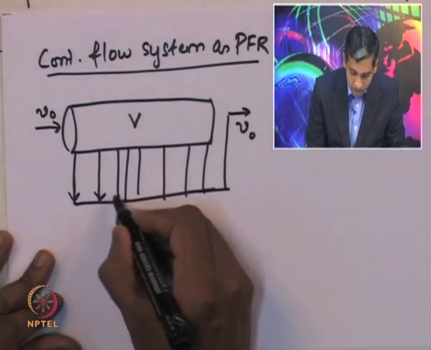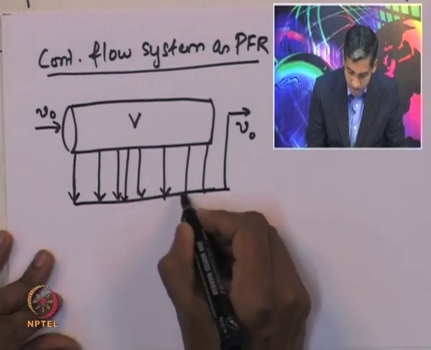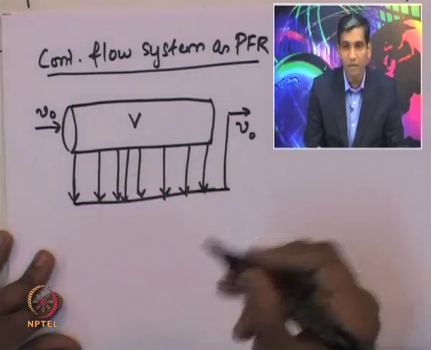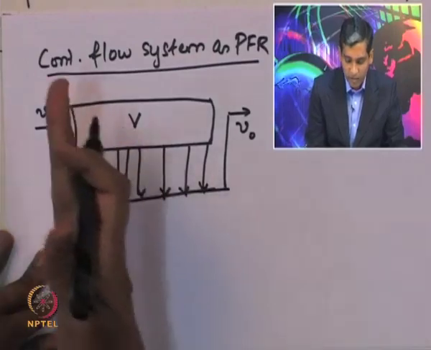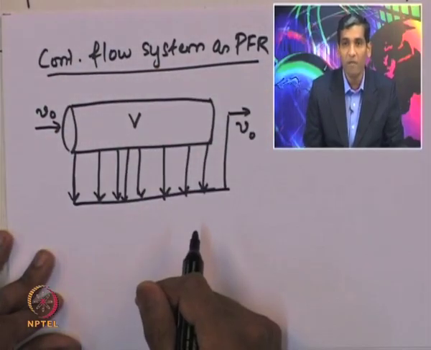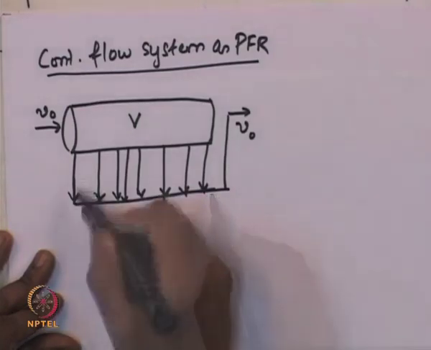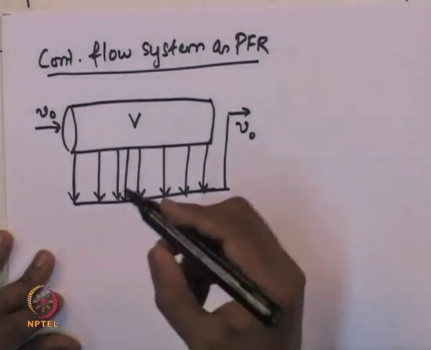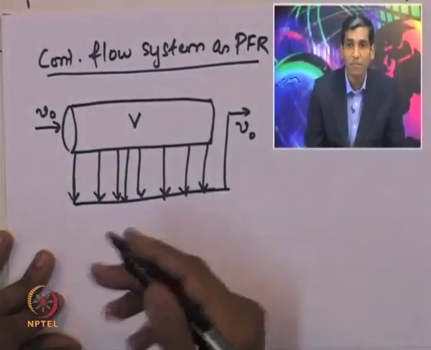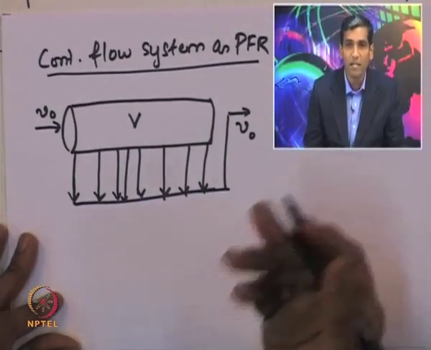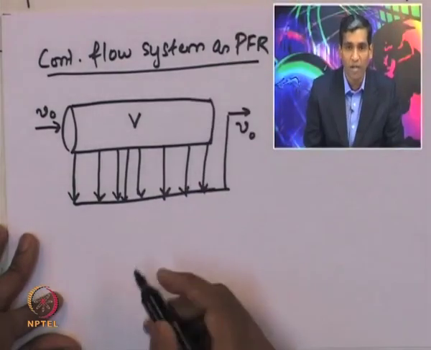So, now, each of these streams, because they are withdrawn at different locations, will have a different residence time. The location where the fluid is withdrawn from the reactor can be decided based on the residence time distribution of the actual non-ideal reactor.